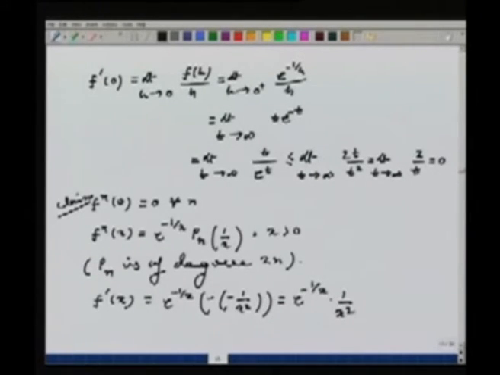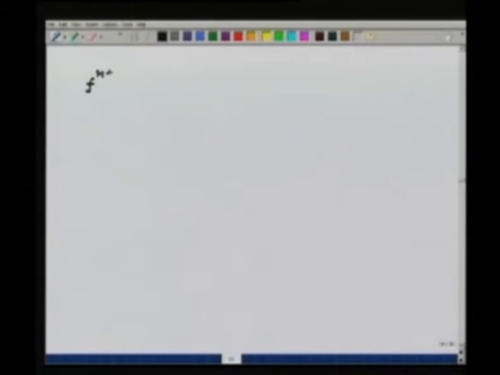So I will assume the induction hypothesis that the result is true for n. I want to prove it for n plus 1. So what is f_{n+1}(x)? That is the derivative of the function e to the power minus 1 by x times P_n(x).